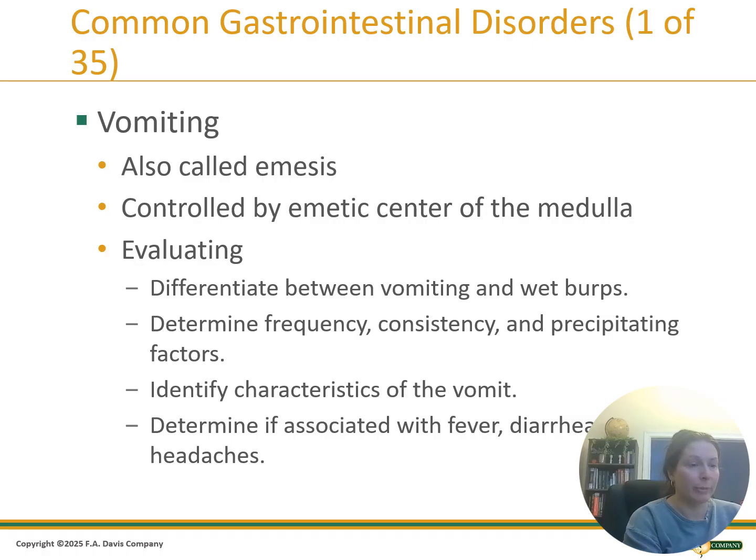When we talk with the parents, we want to ask how they would describe the consistency of the vomit and any characteristics. What color is it? Is it mostly watery, or is it more solid? Is there anything accompanying the vomiting, like fever, diarrhea, or headaches? We want to ask about the fever, diarrhea, and headaches so we can help evaluate if there's any infectious, neurological, or systemic cause behind the vomiting episode.